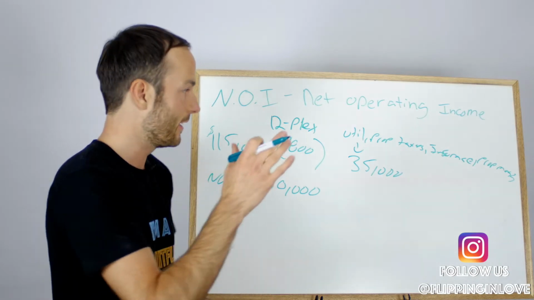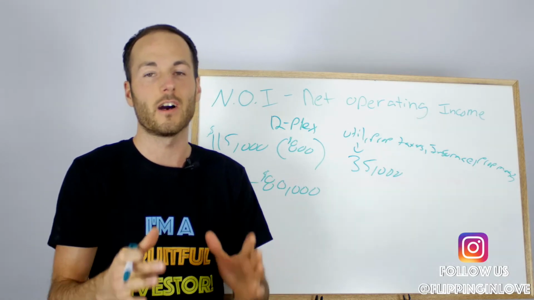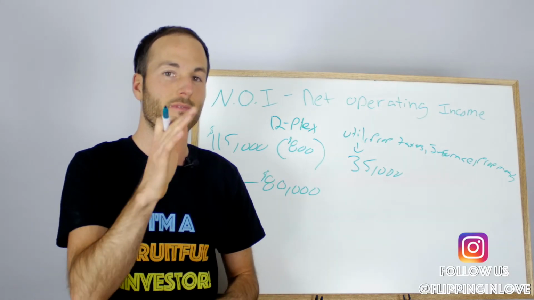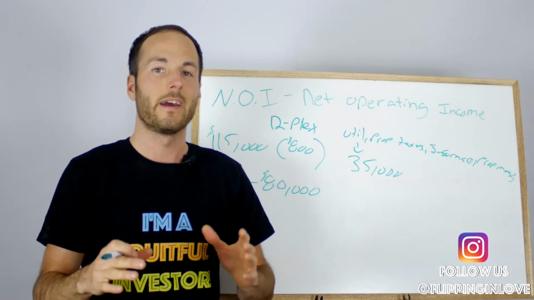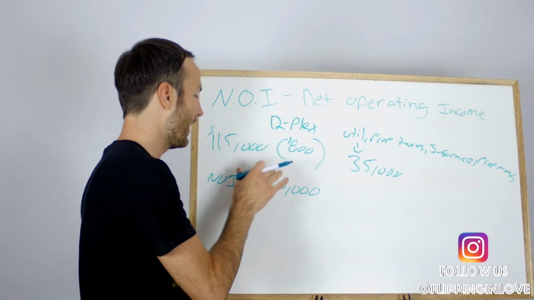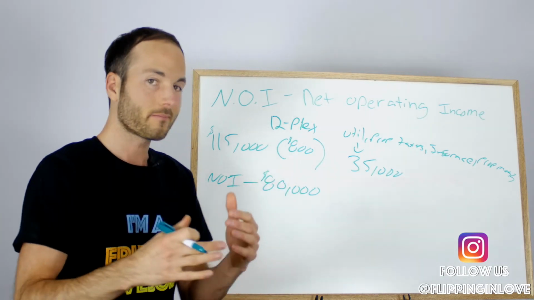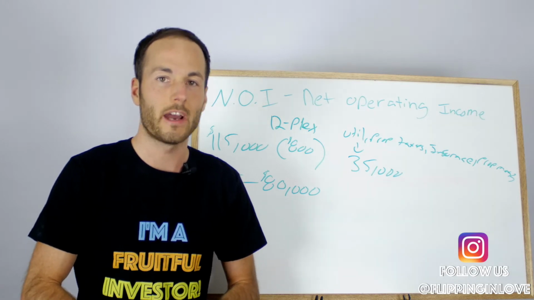Whereas with the utilities, property taxes, insurance, those don't change. Those are fixed costs. It's going to be the same cost for me, buyer number one, buyer number two, buyer number three. They're all going to pay the same, and that's why we only include those. So this building makes $80,000 a year before we pay our debt service or our financing costs.